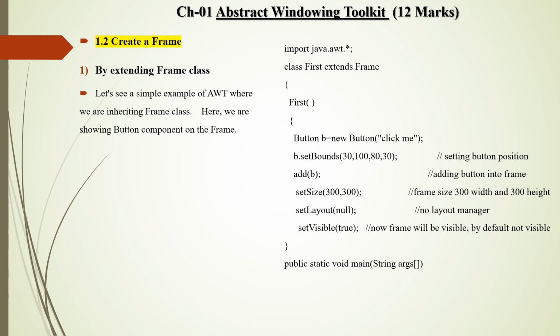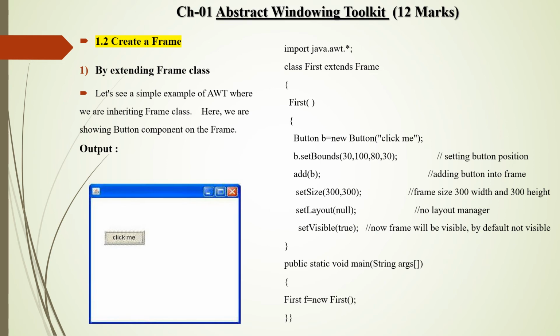Then we use the main method, public static void main(String args[]), and at last we create one object of our class First, that is f. The output of the program is displayed like this: one frame is created which has no title. In the frame, one button is displayed, that is Click Me. So this is the first way to create the frame.